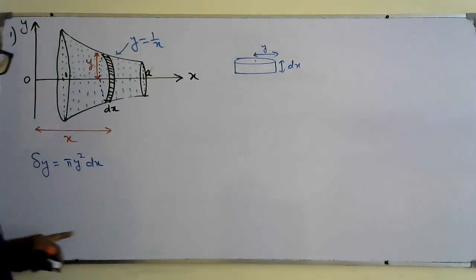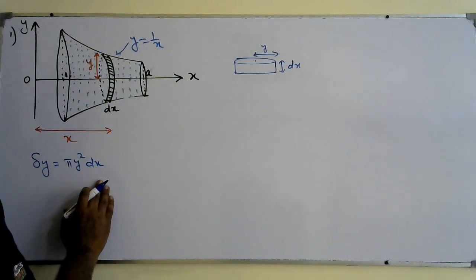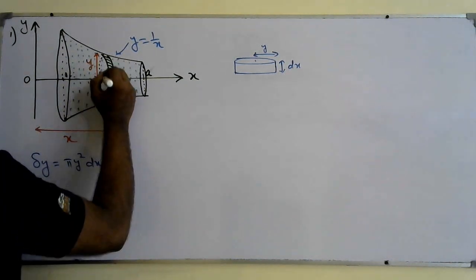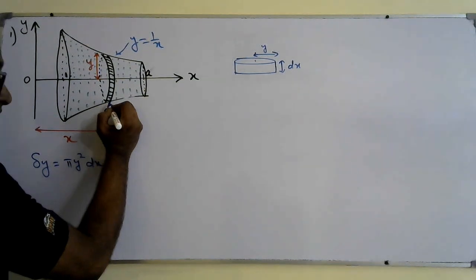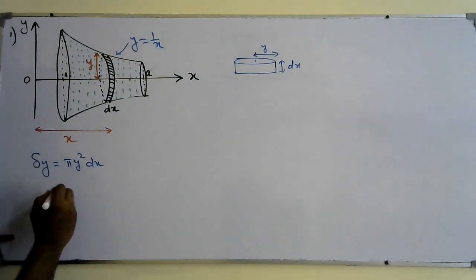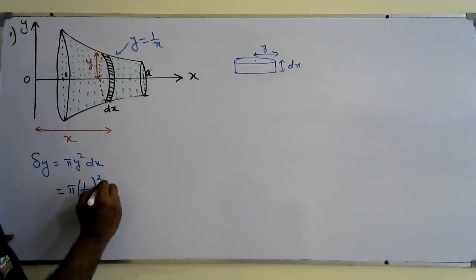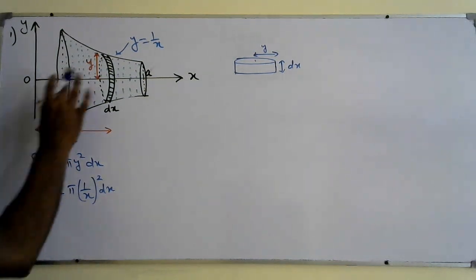Yeah. So the volume of it is pi y squared dx, but we have the equation that relates y, the radius, and the distance of the disk that we imagine from the origin, x. So y is equal to 1 over x. So pi times 1 over x all squared dx. That is the volume of this smaller disk.